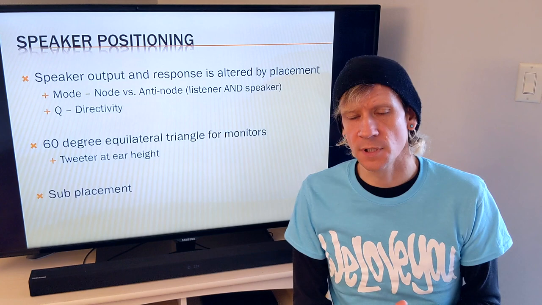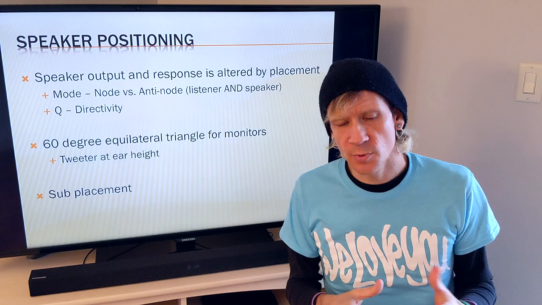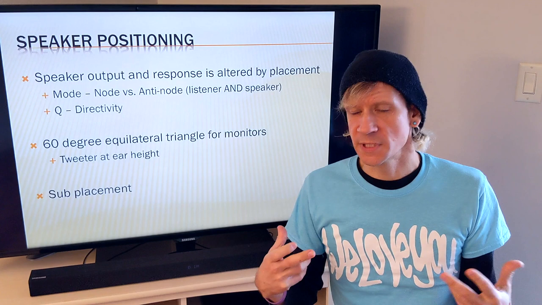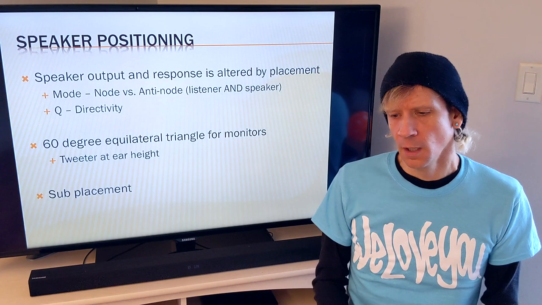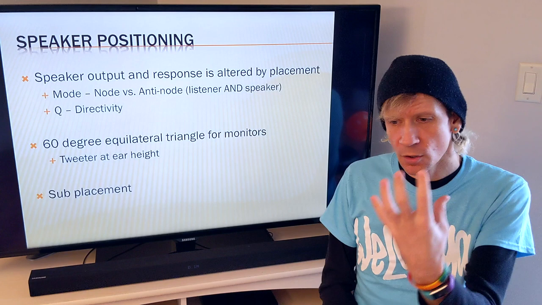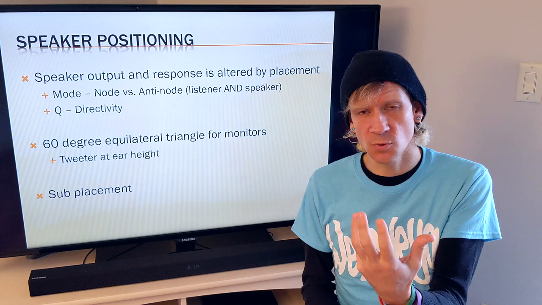I think it's kind of common knowledge, but just a good thing to reiterate about good speaker positioning for a mixing environment: ideally we're usually shooting for a 60 degree equilateral triangle. Anything narrower than that, we get a really narrow stereo image. Anything wider than that, we can actually have a hollow stereo image, which can mess with what we call the phantom center image.